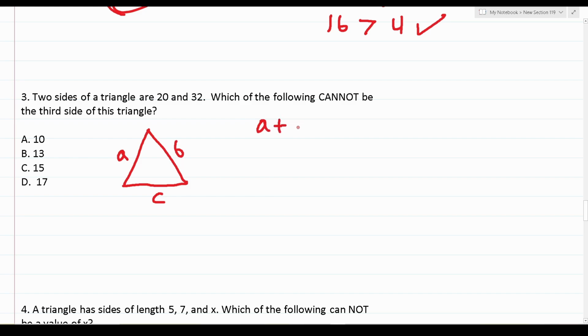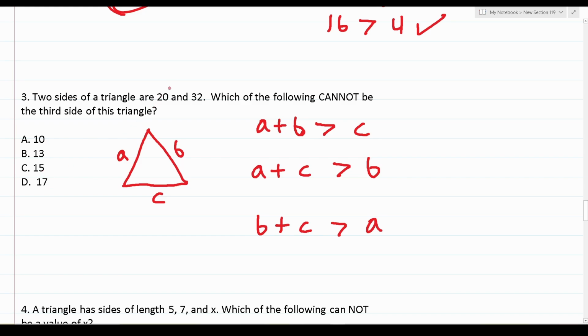A plus B, that is the sum of side A and side B, has to be greater than side C. A plus C has to be greater than B. And finally, B plus C has to be greater than A. In other words, if all these conditions are met, then we know that we have a triangle. With that said, in this case, we're trying to figure out which of these cannot be the third side.